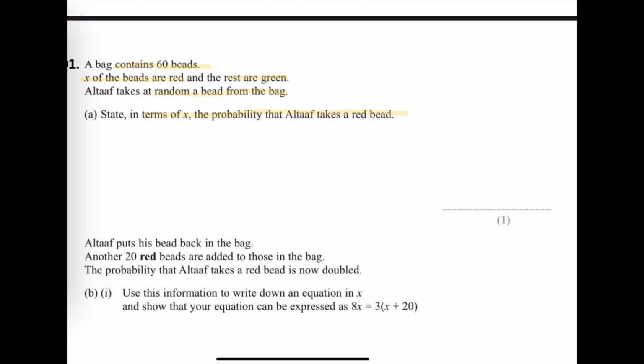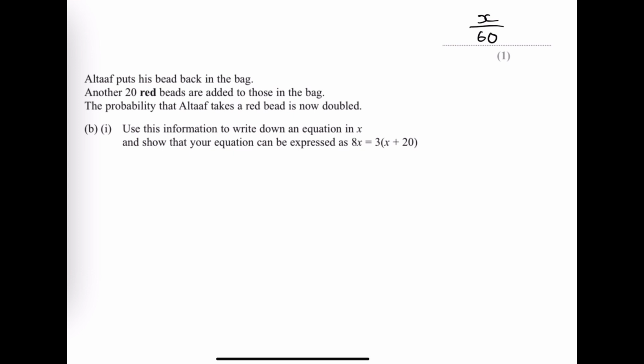So the probability that he takes a red bead is just x over 60. This is because we know that x is the number of red beads. So let's say if they said 17 was red beads, then we know it's 17 out of 60. So we just take x as a normal number in this scenario.